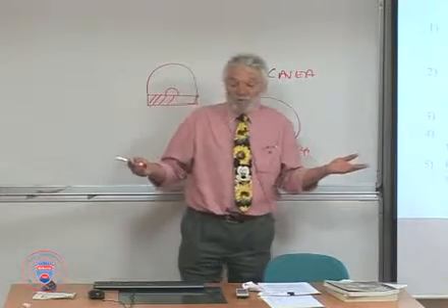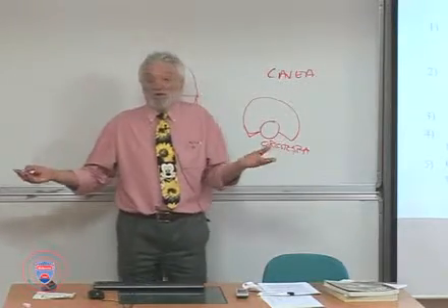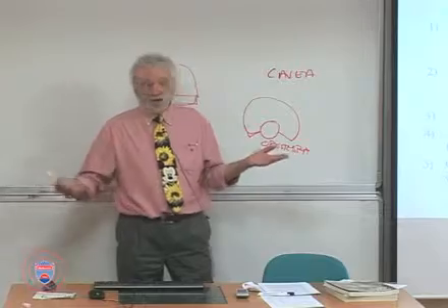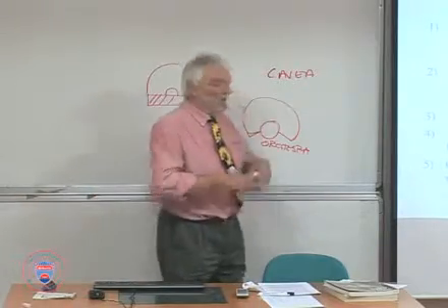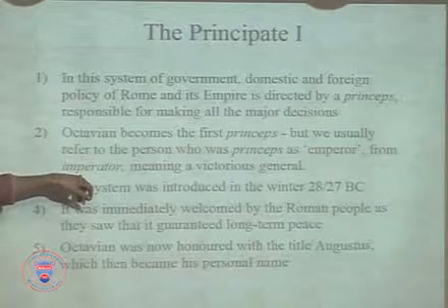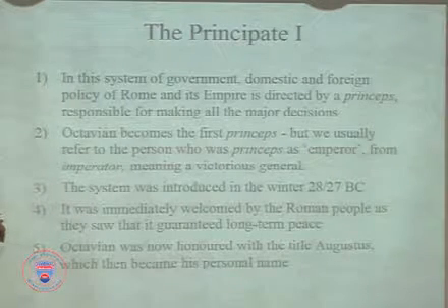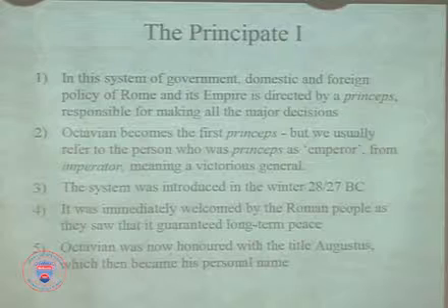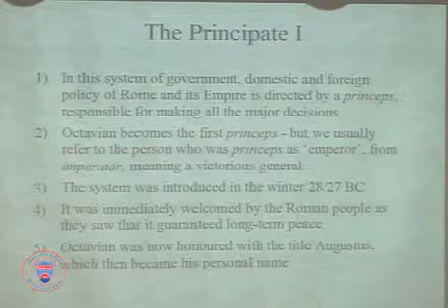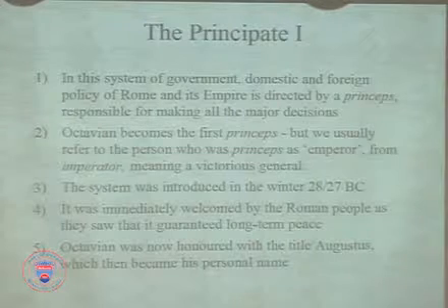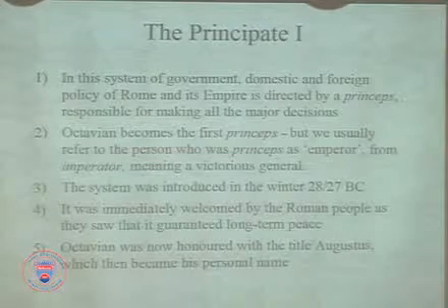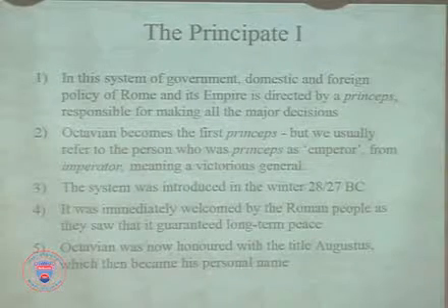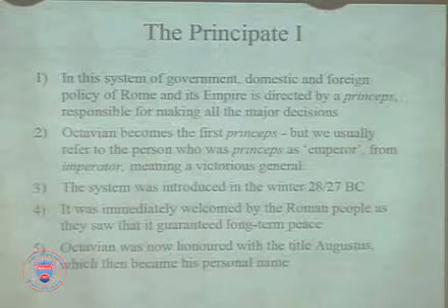Octavian is the first princeps because he's been consul of Rome the most times. He's the richest man in the Roman Empire. He's got the army supporting him, which always helps. We normally talk about the princeps as the emperor. Sometimes I'll say princeps, sometimes I'll say emperor. The system was introduced in the winter of 28-27 BC. The Roman people loved it because they saw it would stop civil war. And Octavian is now given the title Augustus. Augustus means something like holy or sacred person, respected person. So we talk about an august personality.